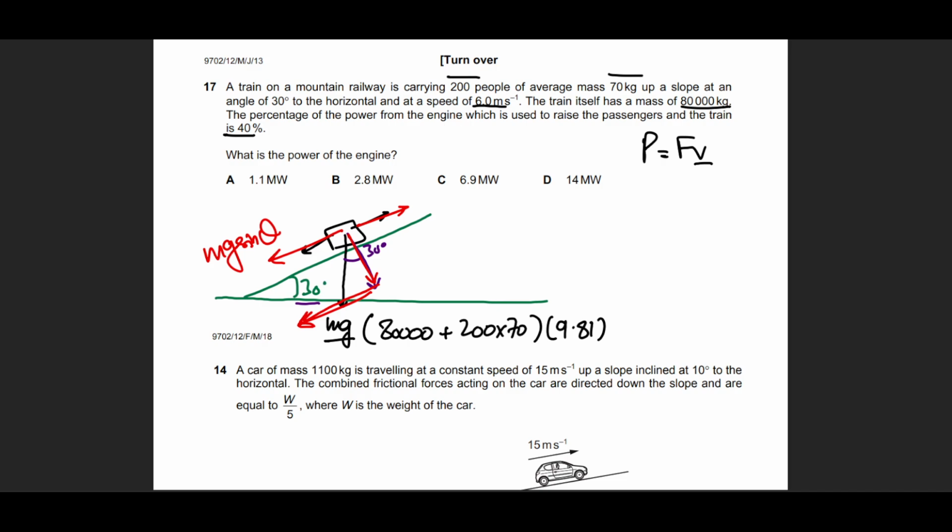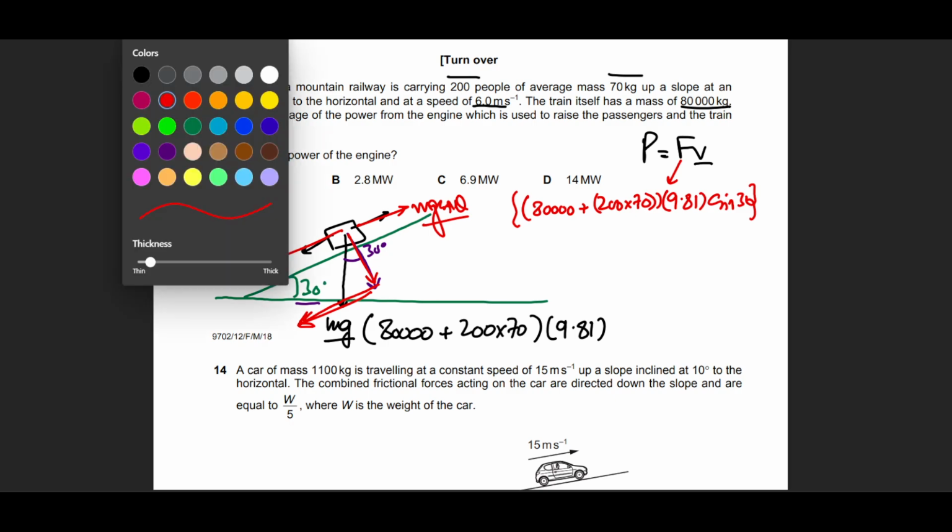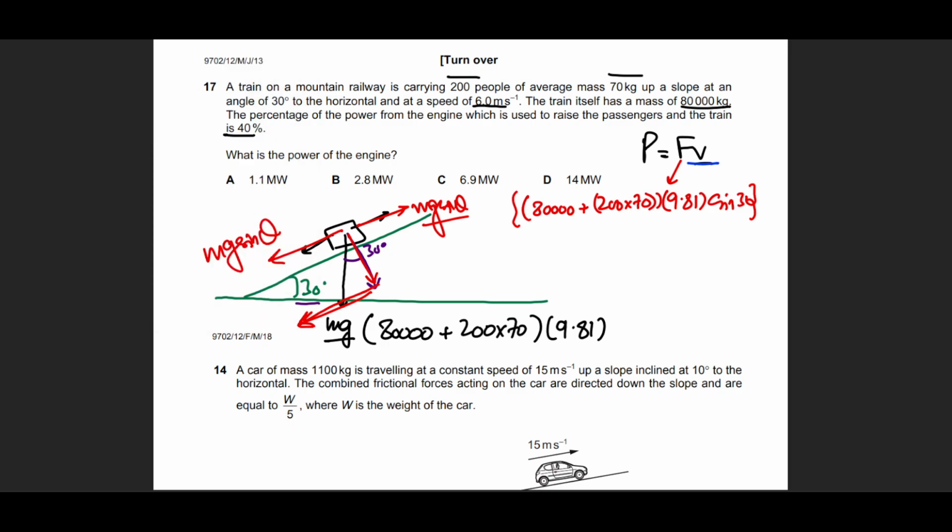So mg sine theta is equal to this mg sine theta because it's moving at a constant speed. That means the forces are equal, as I've said before. Moving at a constant speed of 6 meters per second. So let's calculate this. So we have mg, which is 80,000 plus 200 multiplied by 70. Please put a bracket over here so that you can calculate the mass properly. 9.81, this is the force. Then we have sine of 30 degrees. Now this whole bracket is basically the force that is along the plane. And then the velocity we have as 6 meters per second, which is 6.